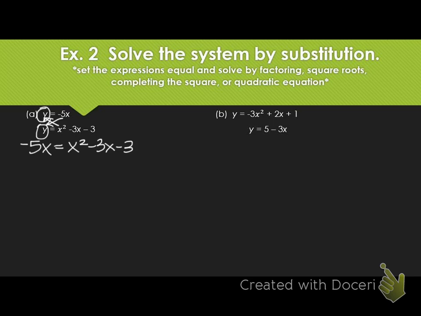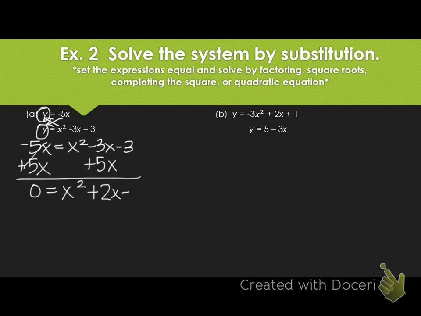For all of these methods, we have to get everything on one side, right? So let's move the negative 5x to the other side, and how are we going to do that? Okay, we're going to add 5x, and just make sure you add it to its like term, which is the negative 3x. So when that crosses out, I bring a 0 down, and then it equals x squared. What's negative 3x plus 5x?